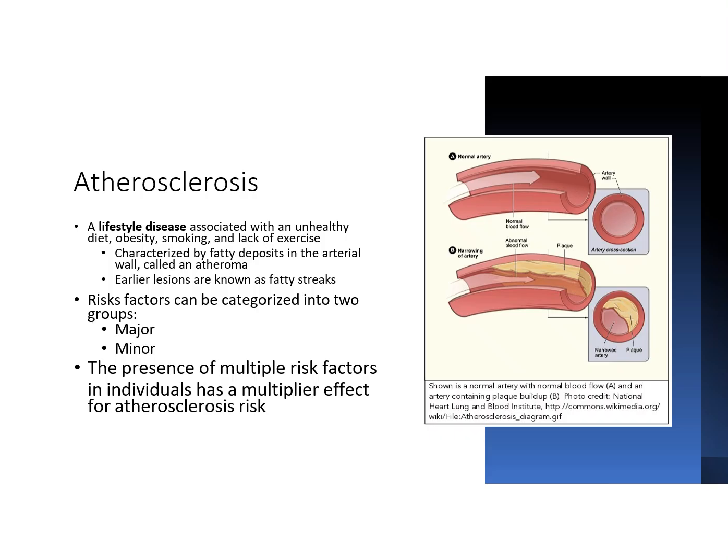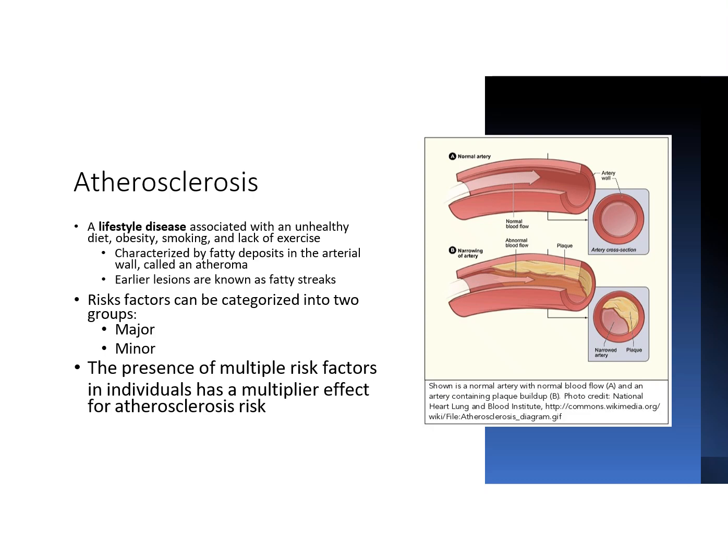One of the most important concepts on this slide is the multiplier effect. This means risk factors don't just add up, they interact. For example, smoking plus high cholesterol plus hypertension is far more dangerous than any one factor alone. This is why patients with multiple risk factors often develop earlier disease, more severe plaque burden, and a higher risk of plaque rupture and thrombosis.